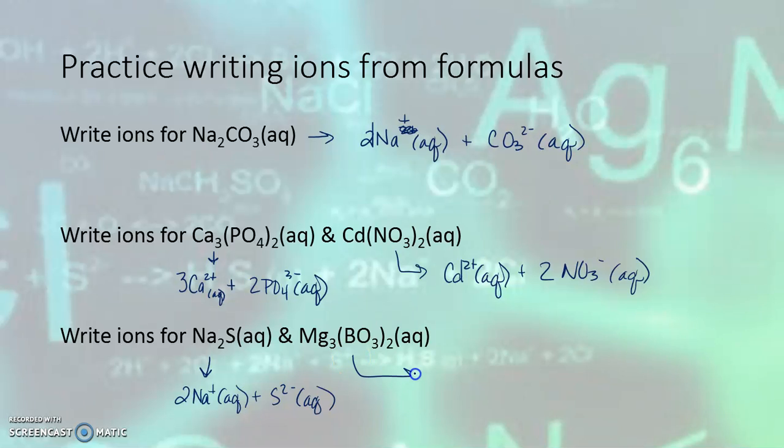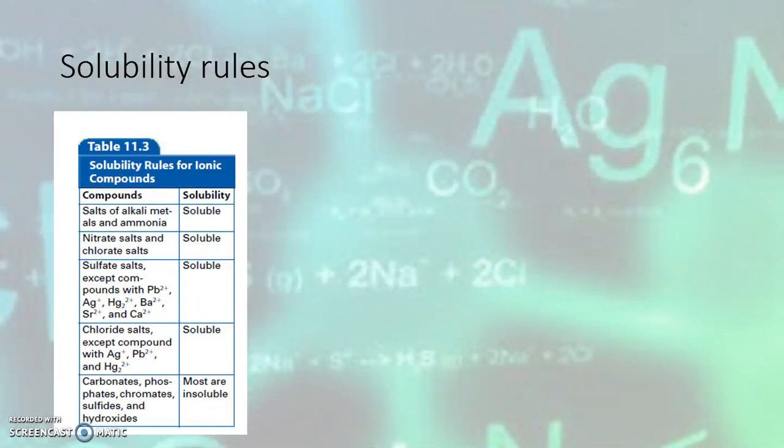And then for the last one, we have magnesium. There should be 3 of them with a +2 charge, aqueous, and borate, -3, aqueous. It's easy, right? Piece of cake. Well, let's use that to apply it.